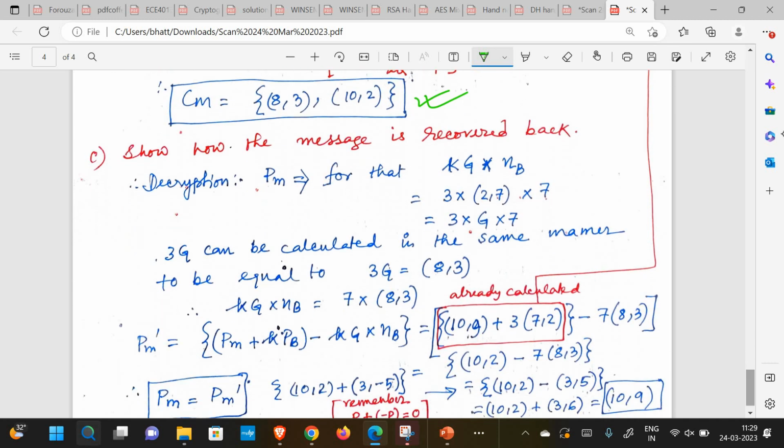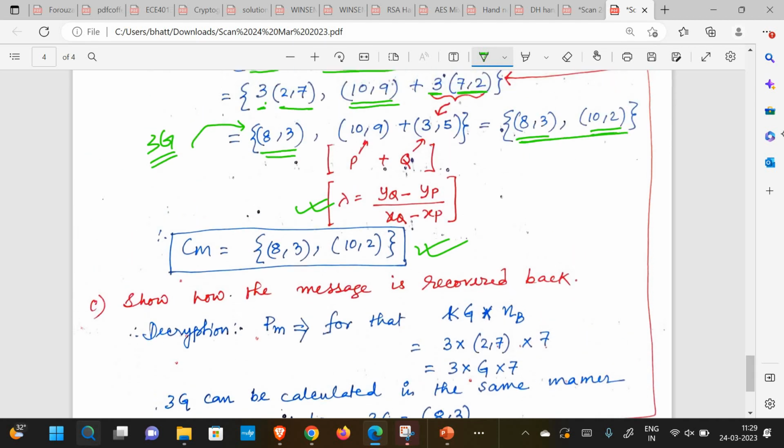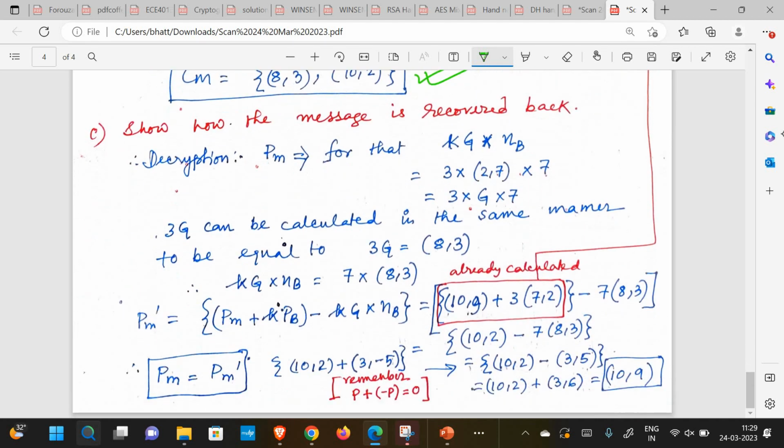And finally, the question is, show how the message can be recovered back. That is, you have the data over here, 8,3 and 10,2. You have to come back to the final result of 10,9. So that is given over here. In the same manner as K G into nB, we have to follow the steps as mentioned. So this is given over here, 3G into 7. 3G can be calculated in the same manner, like you say 8,3. So this is given as 7 into 8,3. So everything I'm substituting over here.